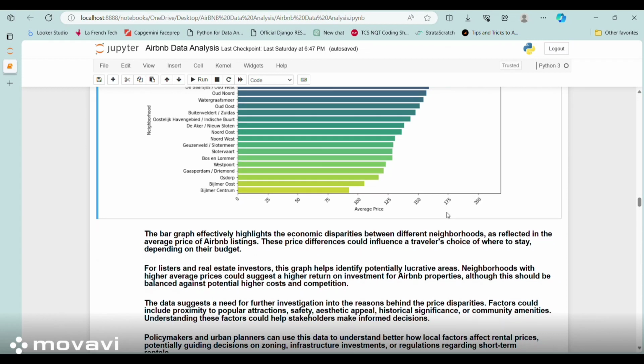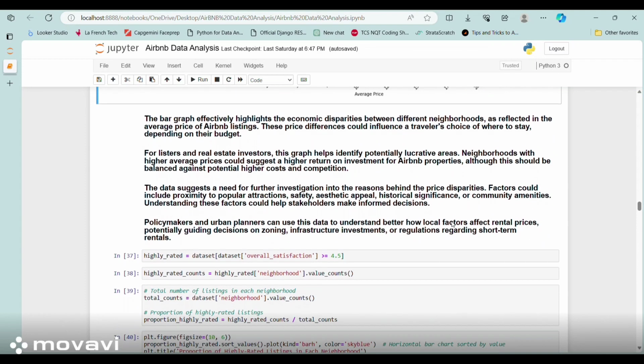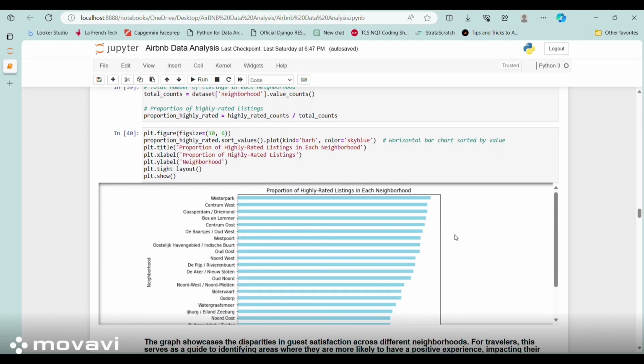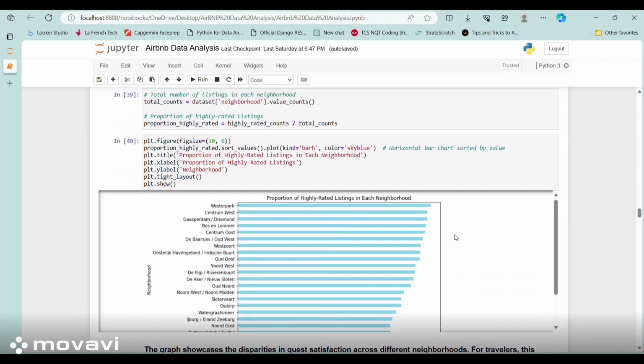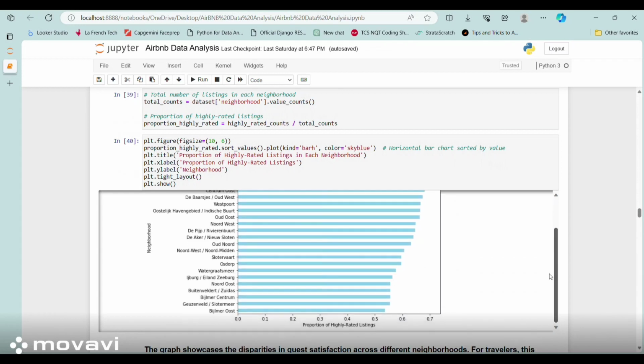Understanding the level of guest satisfaction in different neighborhoods can be a game changer. This bar chart visualizes the proportion of highly rated listings in each neighborhood, helping travelers make informed decisions about where to stay. Each neighborhood is represented on the y-axis and the proportion of highly rated listings on the x-axis. A highly rated listing is defined as one with an overall satisfaction rating of 4.5 or above.